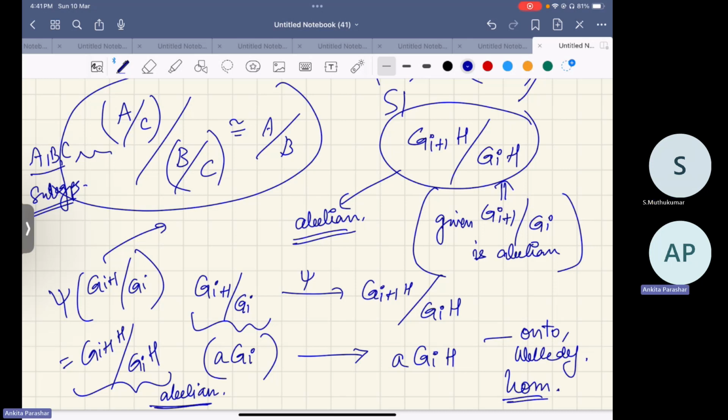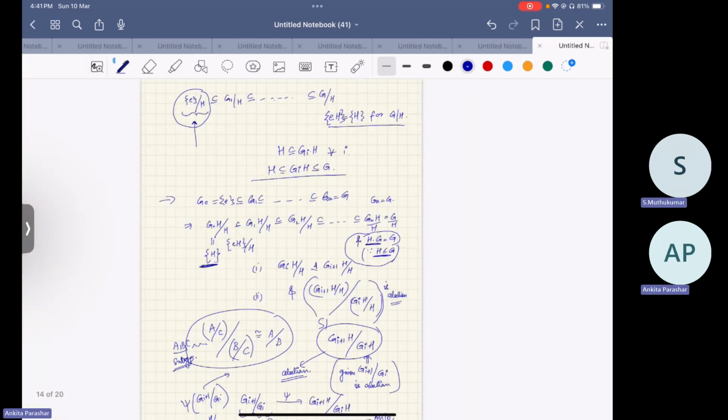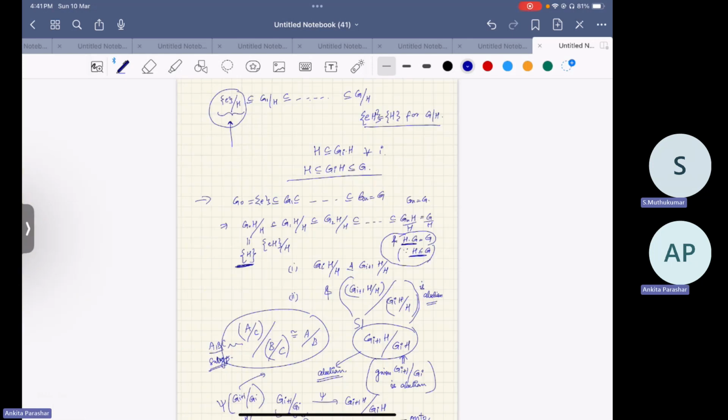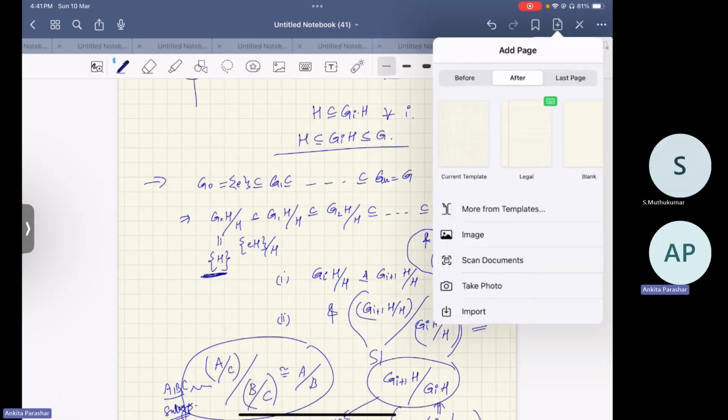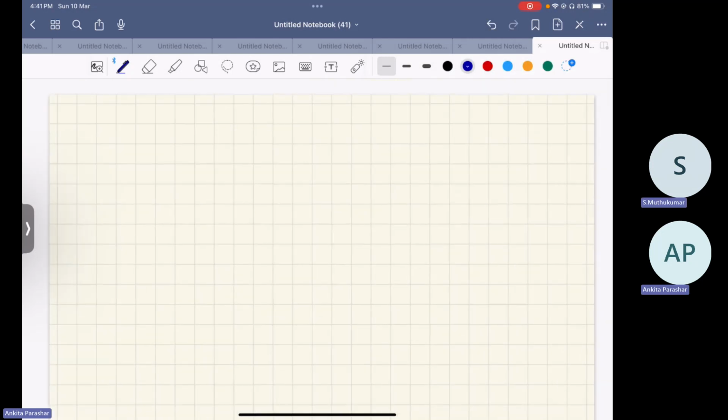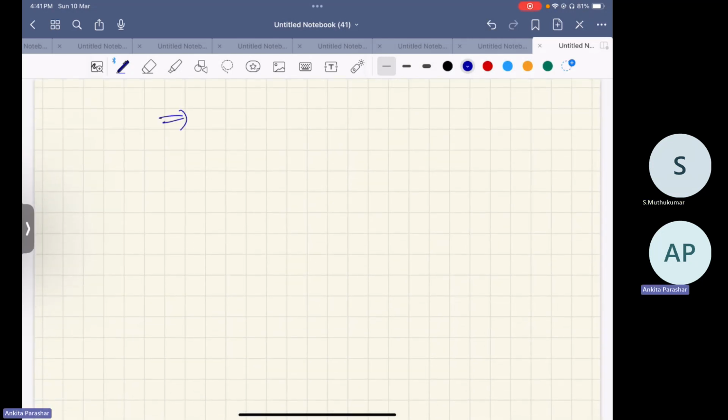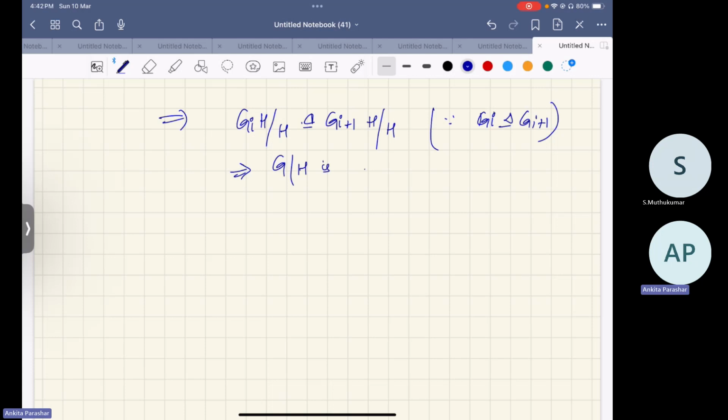Now, abelianness is okay, but we also have to check normality, right? I will leave the normality part to you, or maybe we can discuss it in the next tutorial. But let me write quickly what I want to say here. Finally you can prove that G_i H mod H is normal in G_{i+1} H mod H using G_i is normal in G_{i+1}. It's not very difficult, but you can prove it. And then finally, one can say that G mod H is solvable. So finally, we have proved the quotient is solvable.